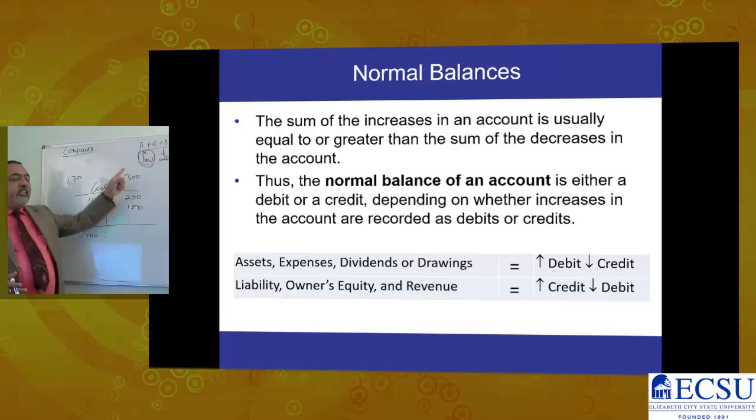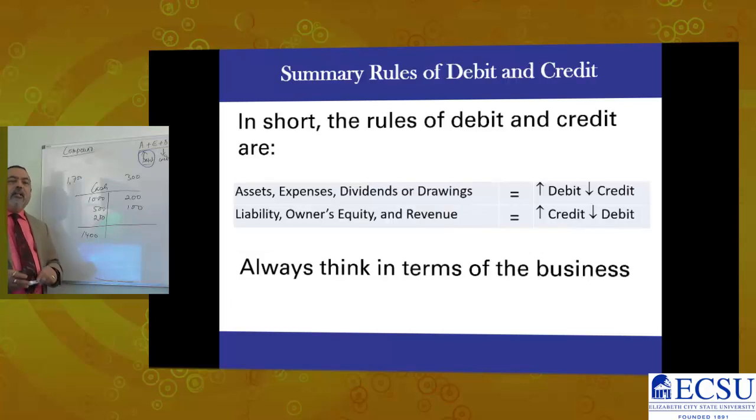For an asset, expense, and dividends or drawings, the debit is the increasing side. Therefore, the normal balance of those accounts will be a debit. And for liability, owner's equity, and revenue, the normal balance will be credit, because that's the increasing side. So please remember that concept very, very clearly.